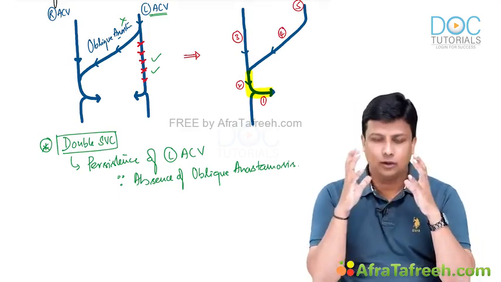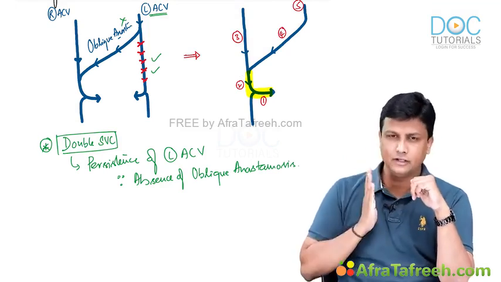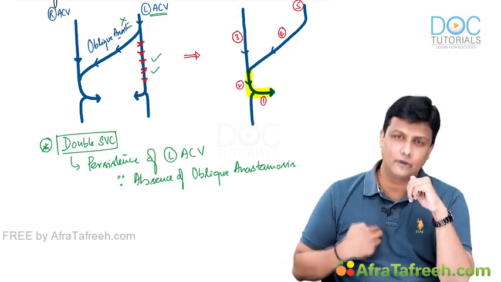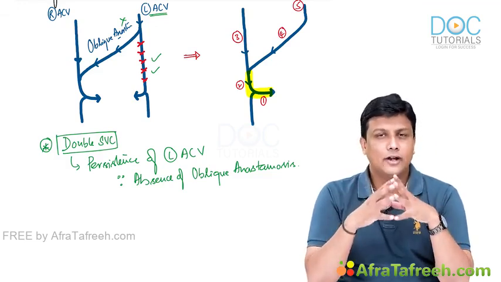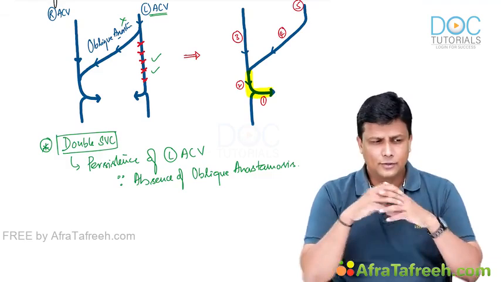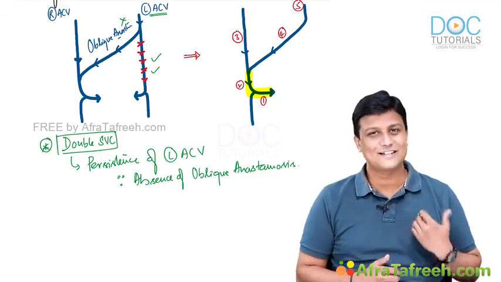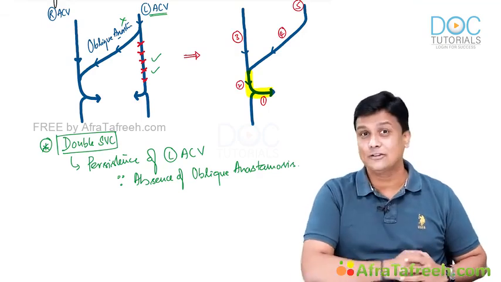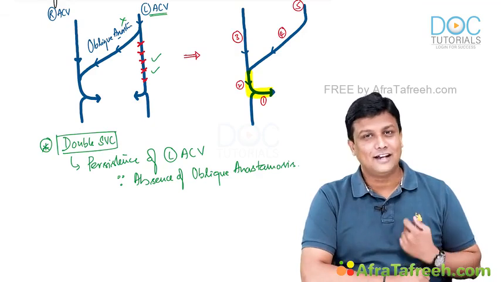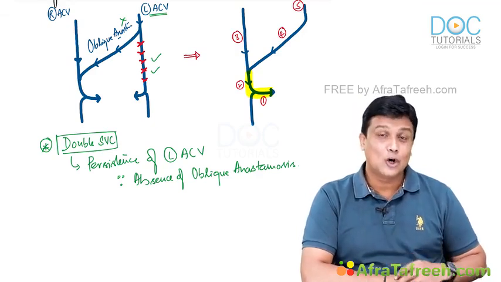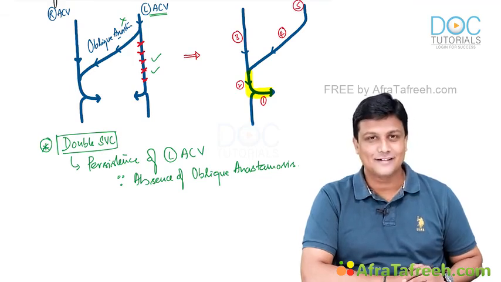Now one more MCQ I want to say from here itself, guys. We all know the superior vena cava is going to drain into the right atrium. Now suppose there is a double superior vena cava, a right superior vena cava as well as a left superior vena cava, then where will that left superior vena cava drain the blood? The left superior vena cava will drain the blood into the coronary sinus.